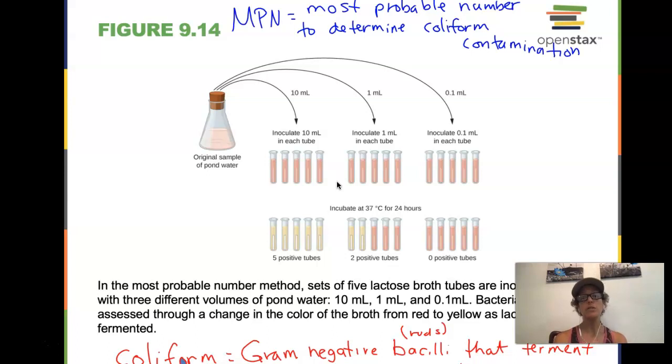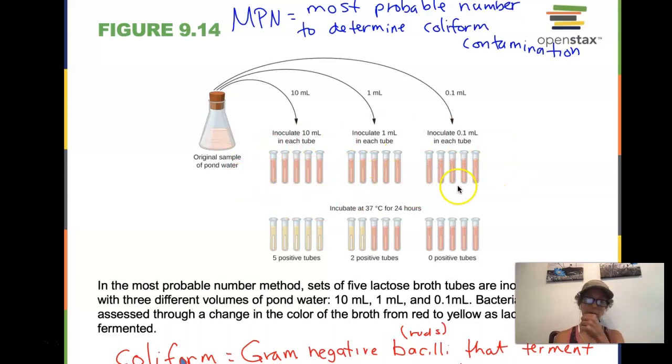And we can see if gas is made because that interior tube, the Durham tube, collects the carbon dioxide gas that is produced. In the most probable number test, we're looking to do multiple sets with different dilutions of the original sample, and based on the number of positive tubes that have acid and gas produced, we can statistically determine probably how many of the coliform bacteria were present.